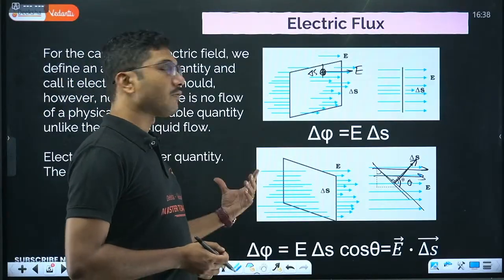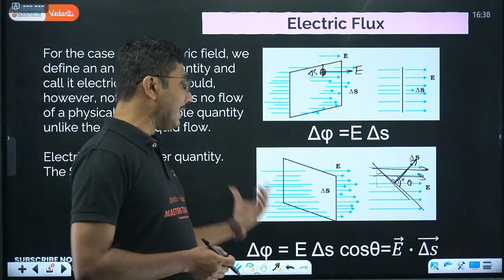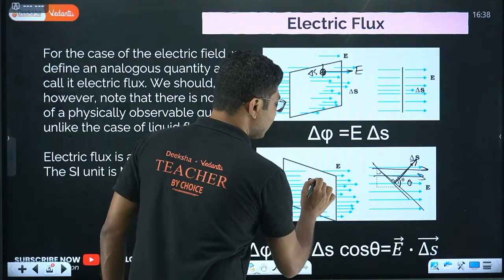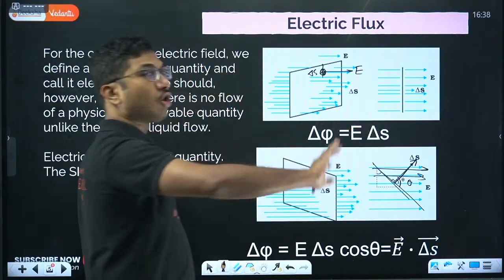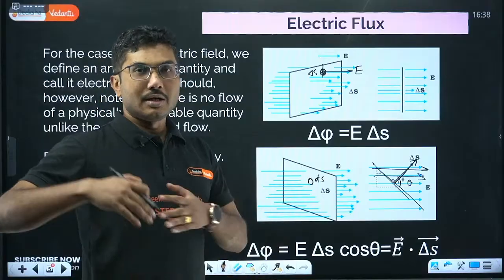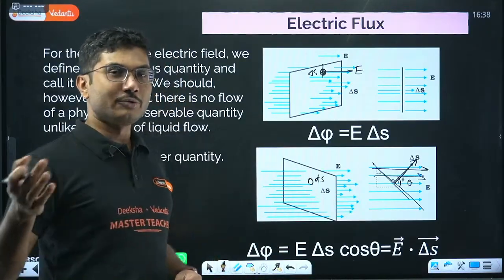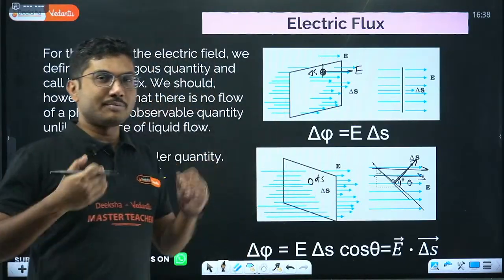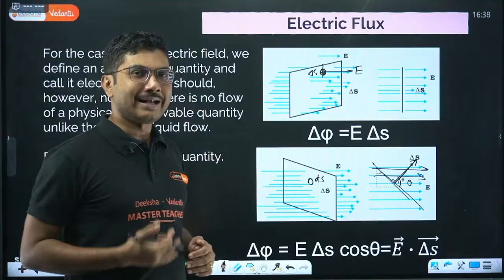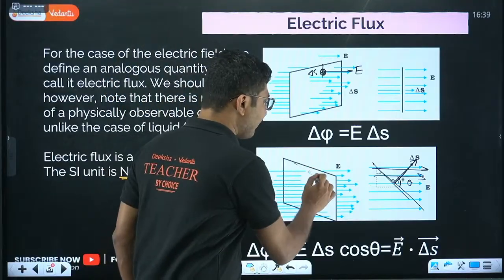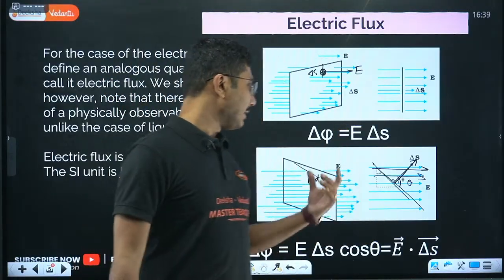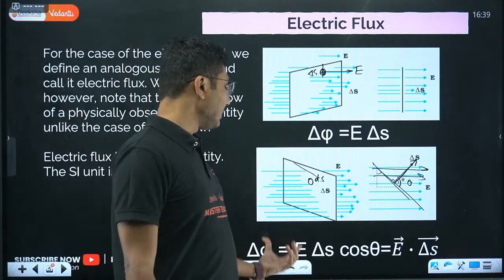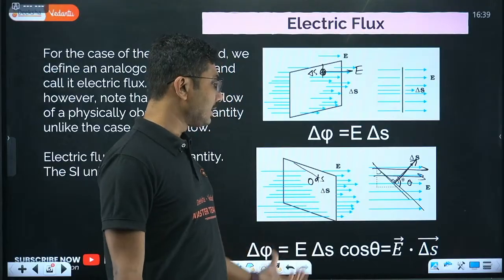So in that case, flux can be written as E delta S cos theta. Everything else is the same. You are considering a small surface area dS. The only thing is that the electric field is not normal. Normal means 90 degrees. Do not think of normal as opposed to abnormal. In physics, we use the term normal for representing an angle of 90 degrees. So if the angle is not 90 degrees, if it is at a certain angle theta, then the electric flux becomes E delta S cos theta.